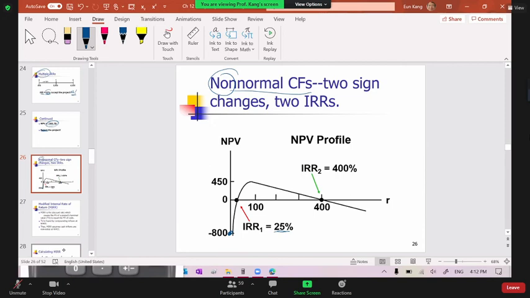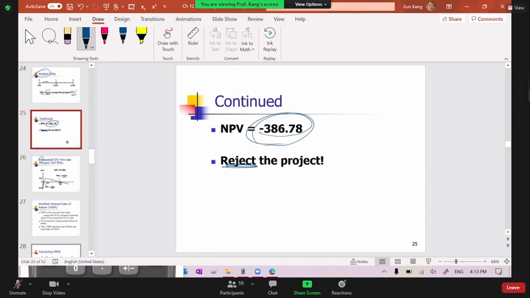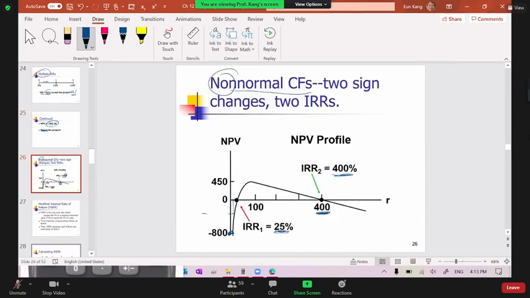So this is the net present value profile, right? Usually it's downward sloping, but this one goes up and down. And there is another IRR that is what? 400%. So if your cost of capital is 10%, then what? This one is minus 387, right? A huge money-losing project. But if your cost of capital is, let's say, 100%, then what? Huge positive NPV.